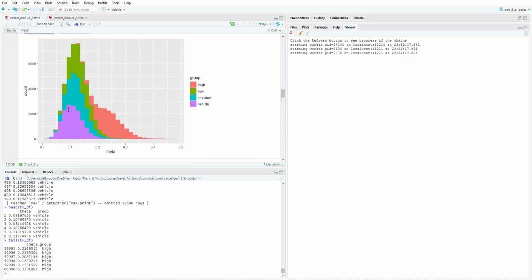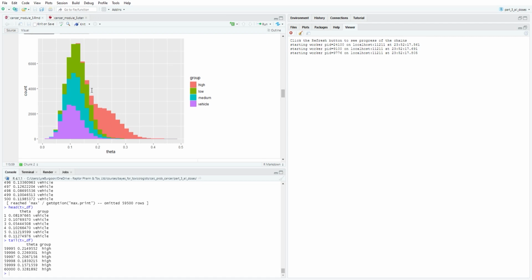And you can see purple here is vehicle. This weird blue-green color is medium. Low is the green color. And then high is the red. All right. So what we see is, for the most part, vehicle, medium, low, they kind of look kind of overlappy.